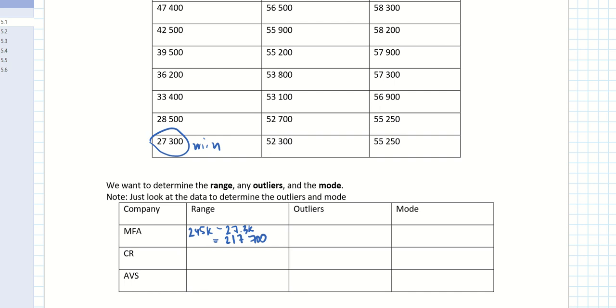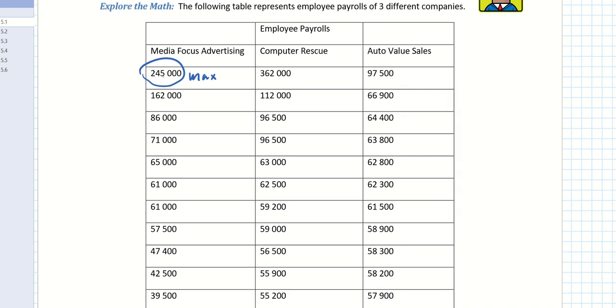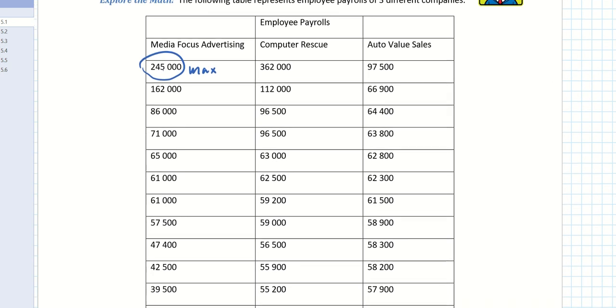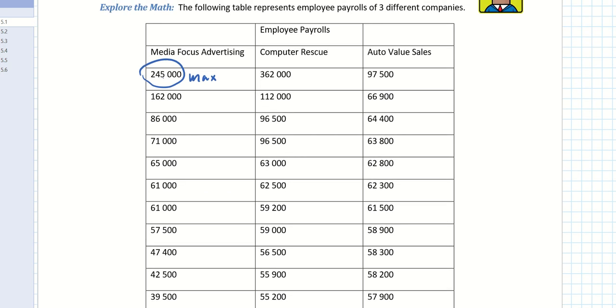Now, the outliers are going to be the numbers that are much different from the rest. So we start at the lowest, which is 27,300. Then we go up to 245. Now, in the bulk of it, if you look, most of these are under 100,000. So we have 27, 30, 40, 60, and then we have 245, 162.